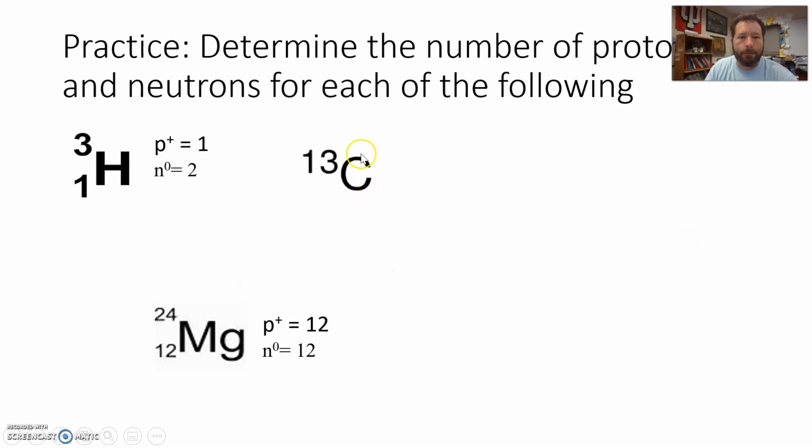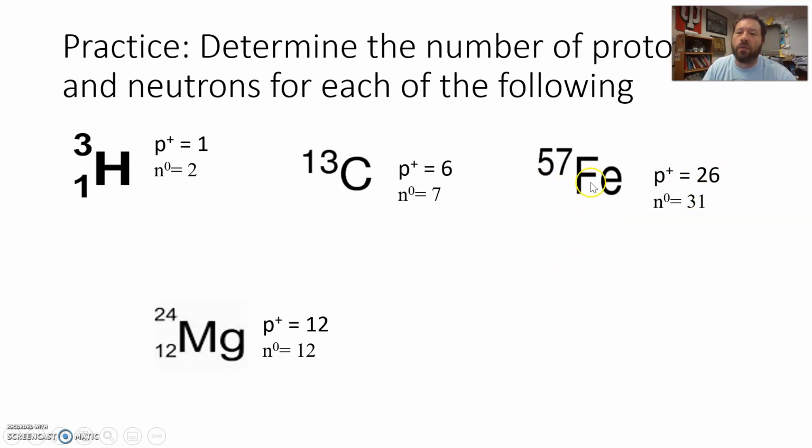Here's carbon 13. Again, this time they didn't give us the Z number, the atomic number down here. That's okay, we can use our periodic tables. It's on the next slide. And you can see that carbon is atomic number 6. That means 6 protons. 6 plus what gives us 13? That would be 7. So there's 7 neutrons. Iron 57. Once again, they didn't give us the Z number, the atomic number, but if we look at the periodic table, we can see that all iron have 26 protons. 26 plus what equals 57? That would be 31. So 31 neutrons.